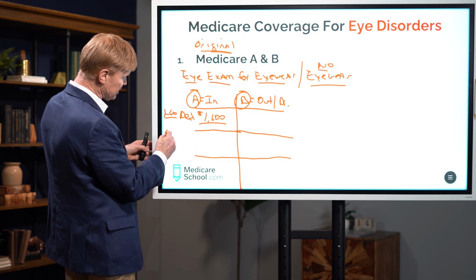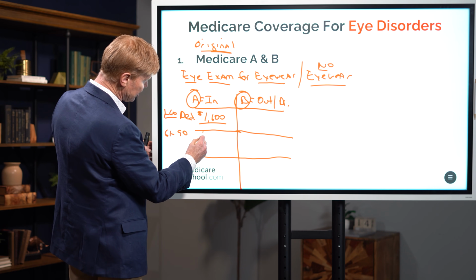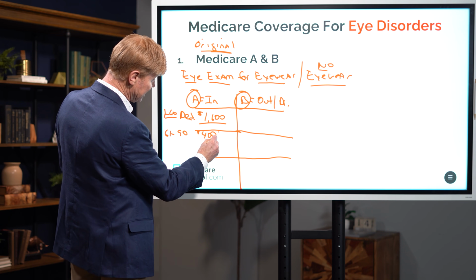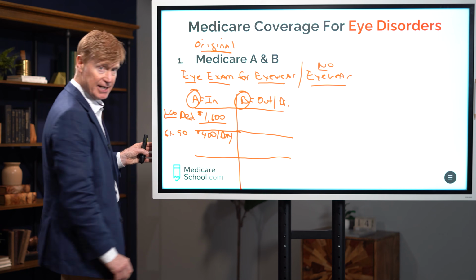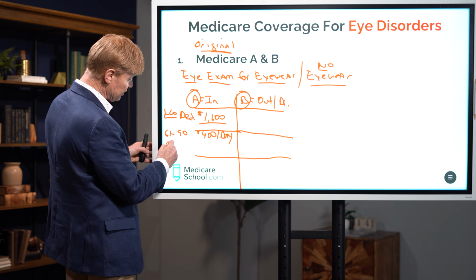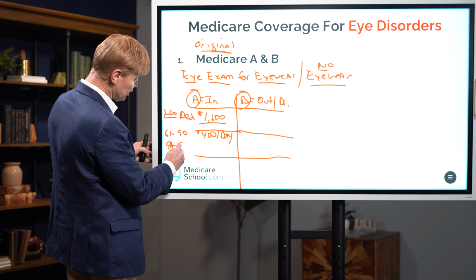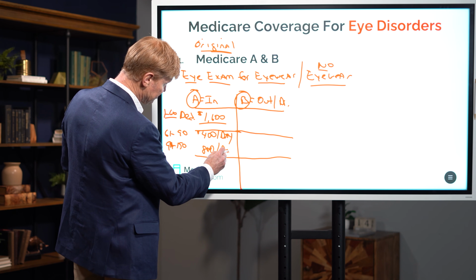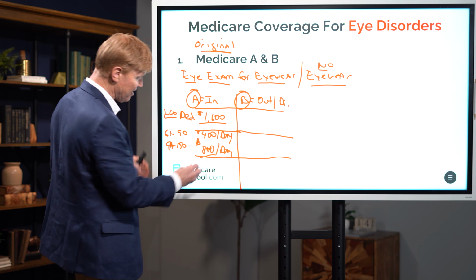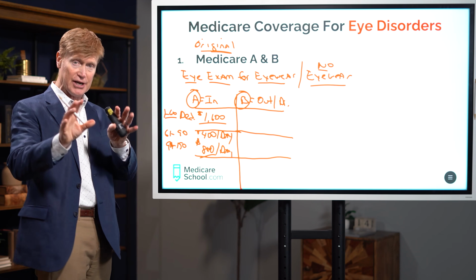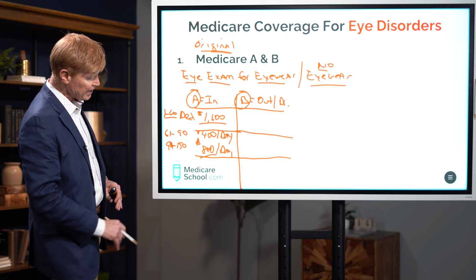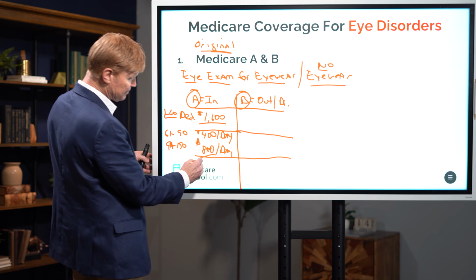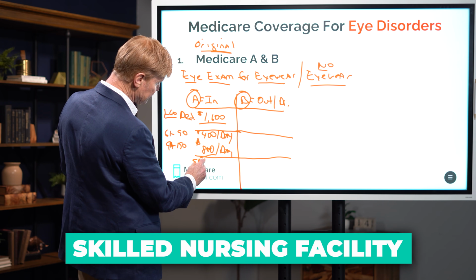And that would be days 61 to 90, which will cost me a $400 a day copay to be in the hospital. Days 91 to 150 are going to cost me $800 a day to be in the hospital. These are called extended hospital stays. They're not very common, but when they are, they're very expensive. And then lastly, when it comes to this last gap, this is for what we call skilled nursing facility.